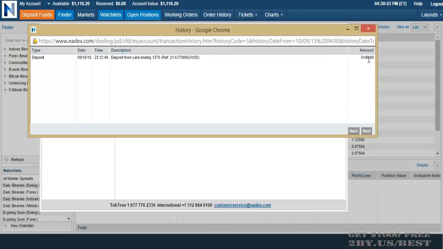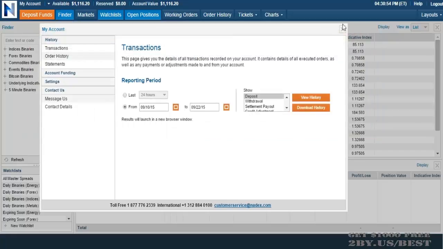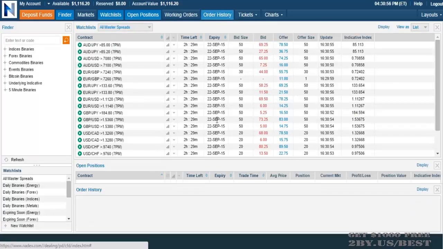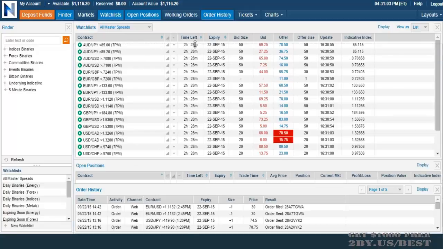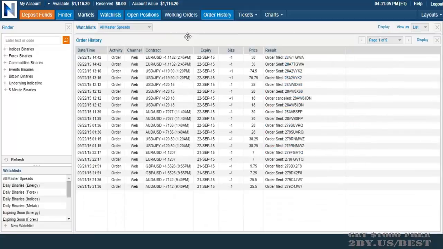Okay, so you can see right there, there's a deposit of 140 bucks. I used my debit card to make that deposit, and that was on the 10th of September. Now I'm going to go ahead and show you my order history. I just want to give you guys an idea of how many trades I had to take, and I took a lot. So like I said, I'm trying to get anywhere between $15 to $30 in profit each time I take a trade.